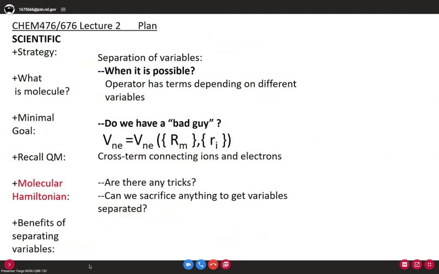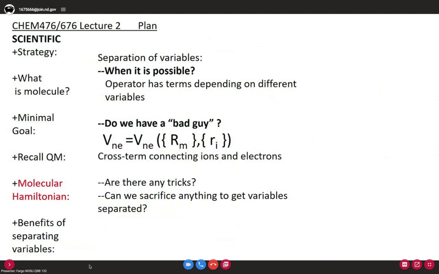What do you see there on the screen? Yeah, there is a bad guy. There is a term that explicitly mixes the electronic and nuclear degrees of freedom. So if we assume that there is a universe where electrons and nuclei do not attract each other, maybe electrons will not stay near atoms and everything will decompose, so it will not be a very practical universe.